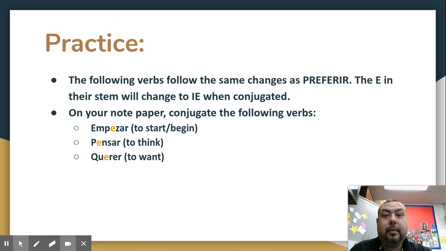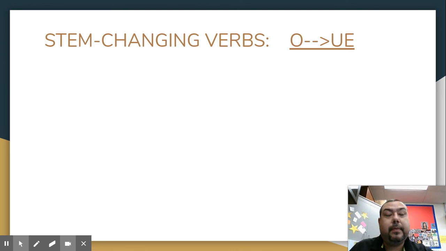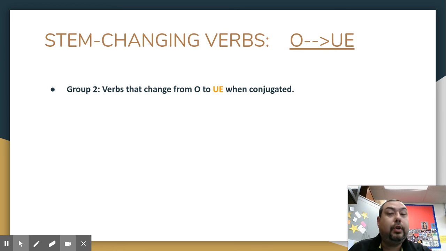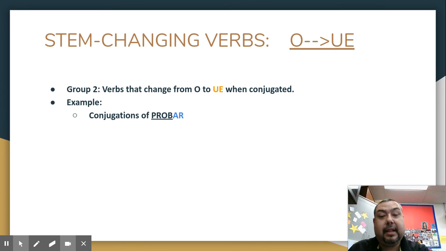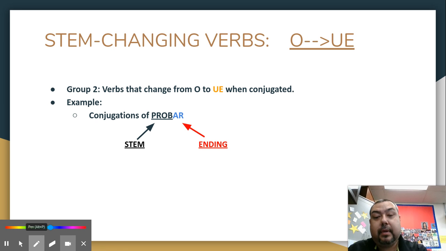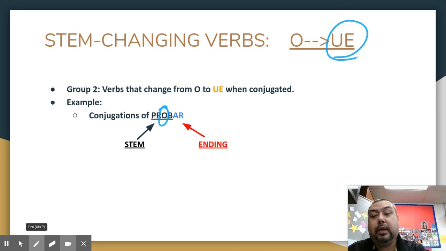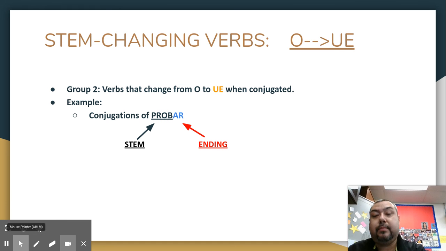Okay, since you're done, let's move on. Now, the second group of verbs are the verbs that change from O to UE when conjugated. Okay? Now, an example of this verb would be the verb probar. If you look at the verb probar, there is your stem once again, and there is your ending, AR ending. The O in the stem is the one that's going to change from O to UE when we start conjugating.